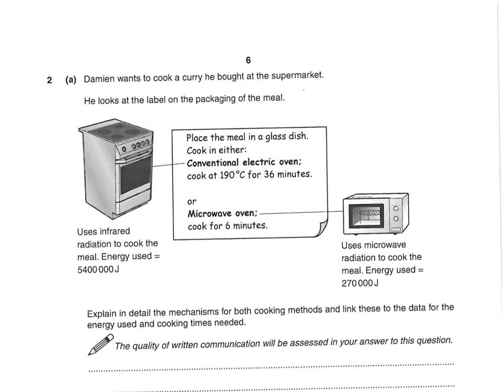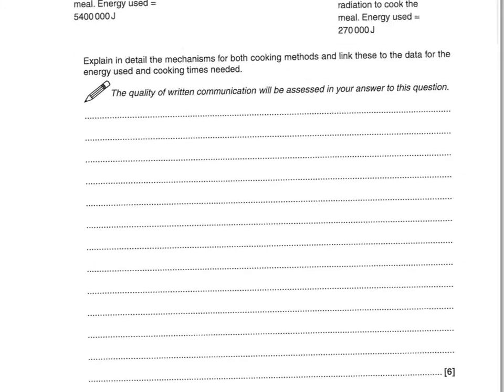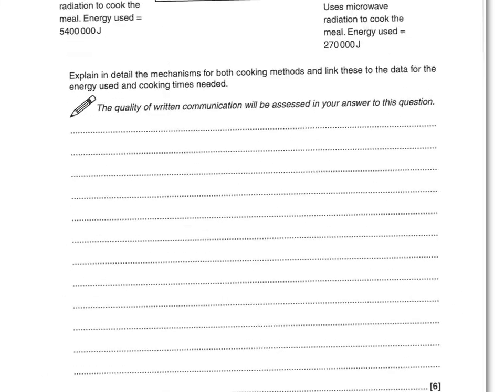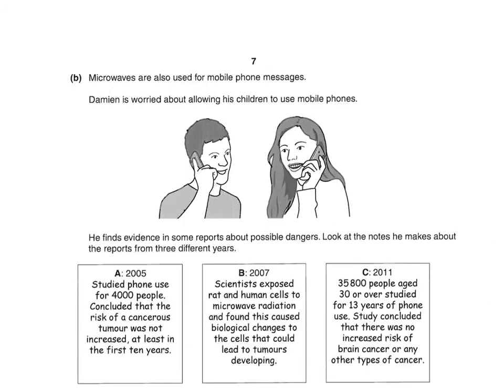Damien wants to cook a curry he bought at the supermarket. He looks at the label on the packaging of the meal. Explain in detail, so this is your 6 mark question. Sorry, I started reading before I realised it was a 6 mark question, which I'd like you to mark yourself using the mark scheme online, or ask your teacher if you're unsure about which marks you've got.